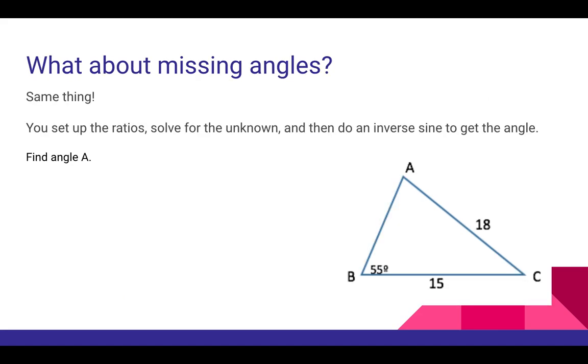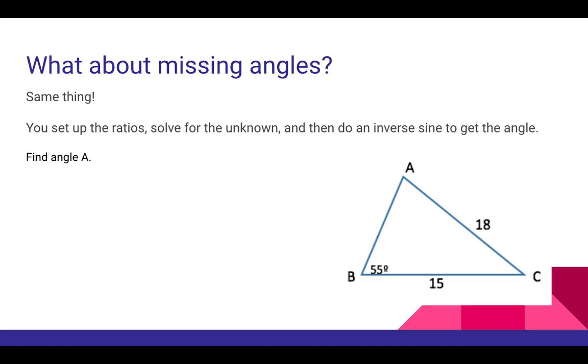Now, what if I want to know an angle? It's basically the same thing. You set up the ratios, solve for what you don't know, but because we're getting an angle at the very end, we're going to have to do an inverse sine. So here come those inverse functions again. Let's say I want to know angle A. To find angle A, I need little a, which I have, it's 15, and then I need another angle and its side, which I have. I have angle B and little b.